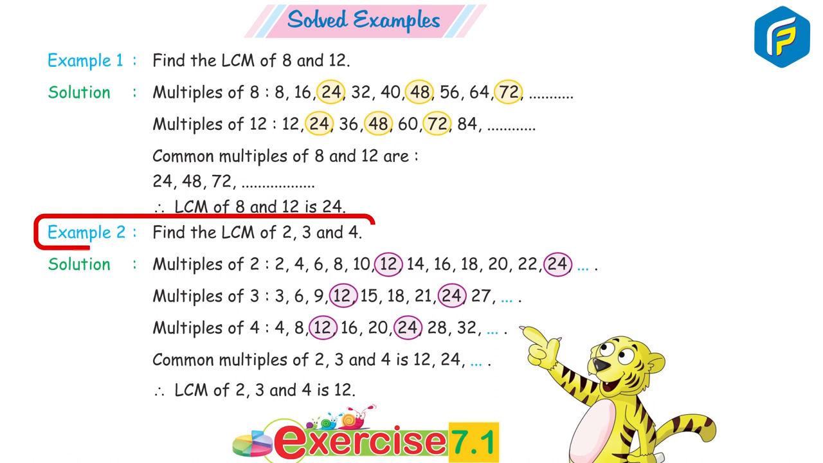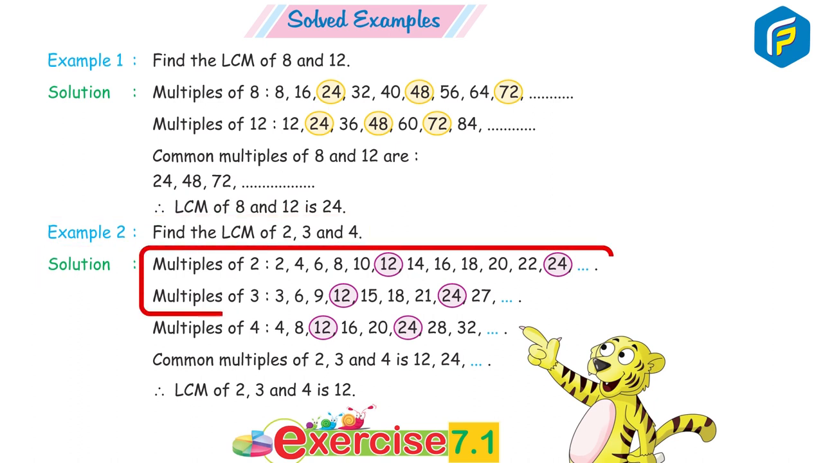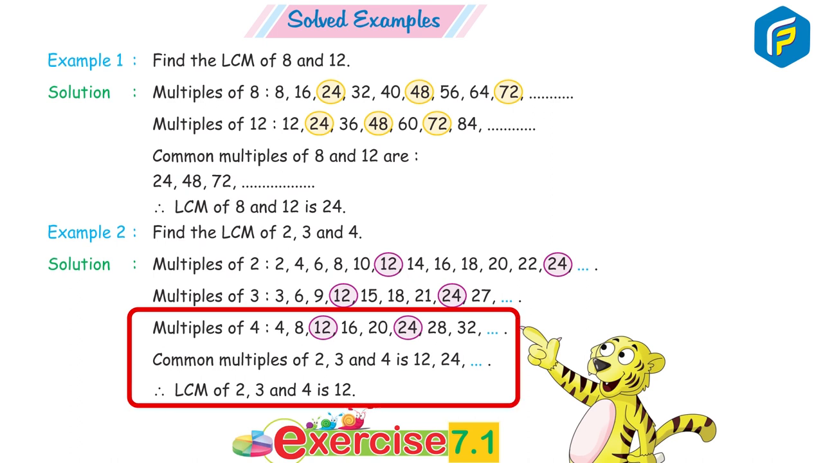Example 2. Find the LCM of 2, 3, and 4. Solution. Multiples of 2: 2, 4, 6, 8, 10, 12, 14, 16, 18, 20, 22, 24. Multiples of 3: 3, 6, 9, 12, 15, 18, 21, 24, 27. Multiples of 4: 4, 8, 12, 16, 20, 24, 28, 32. Common multiples of 2, 3, 4 are 12 and 24. LCM of 2, 3 and 4 is 12.